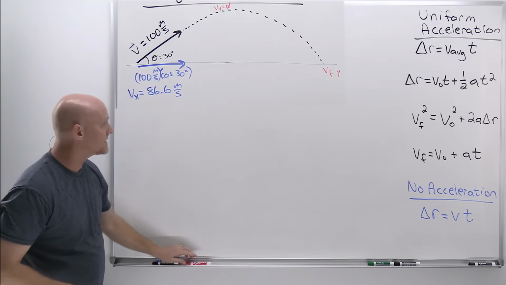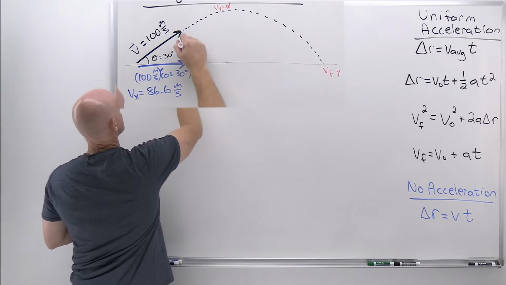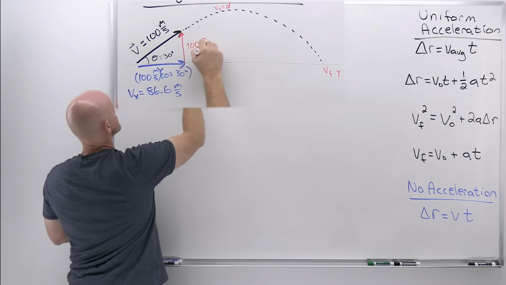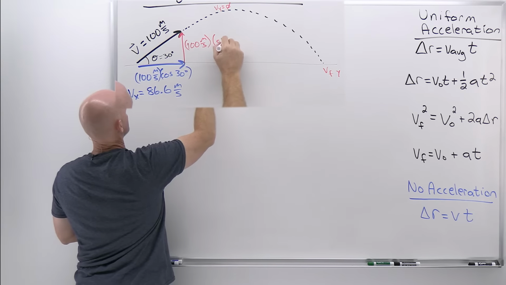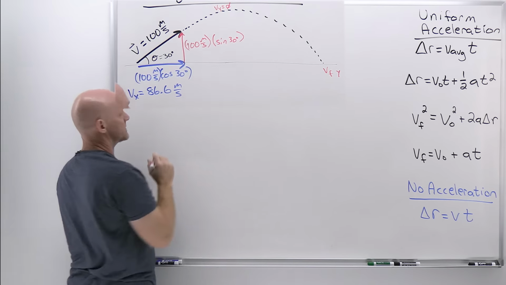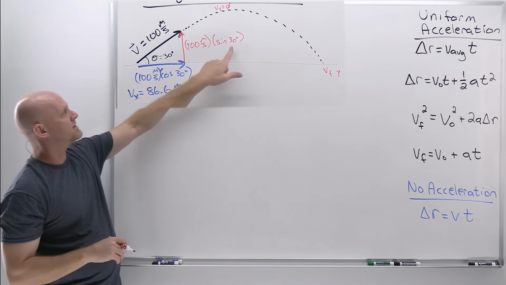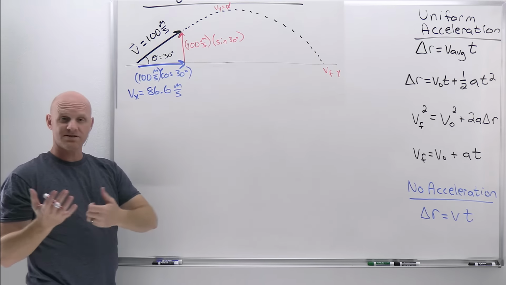Now, if we take a look at the y component of the velocity, in this case, it's going to equal 100 meters per second times the sine of 30 degrees. And again, I like choosing 30 degrees because at least one of the parts of math is going to be easy. Sine of 30 is 1/2, exactly 1/2.